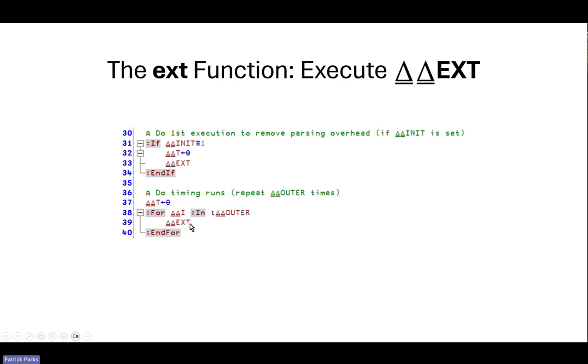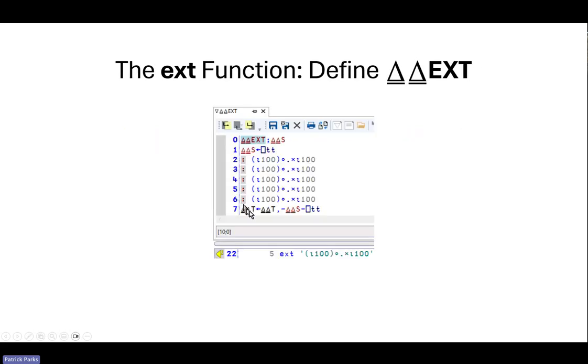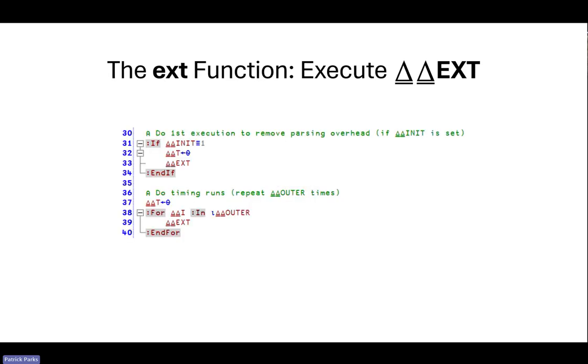Each time we call ext, I'm going to roll back the slide one more time. We're appending to the end of the delta delta t vector the time that it took to do these executions. We start out with delta delta t being an empty vector, and each time we run it, we append a new element to it. So when we're done, if we've done it 10 times, we'll have a 10 element vector with our 10 sample times of how long it took.